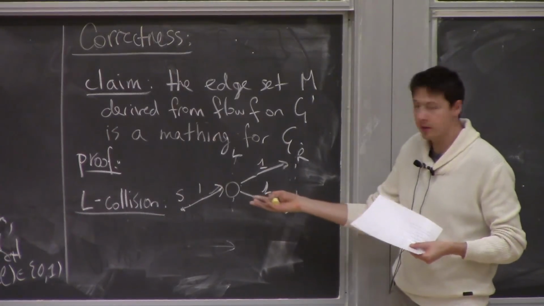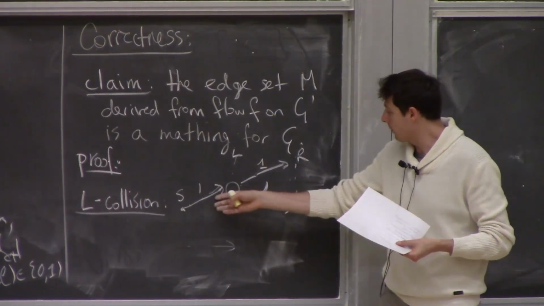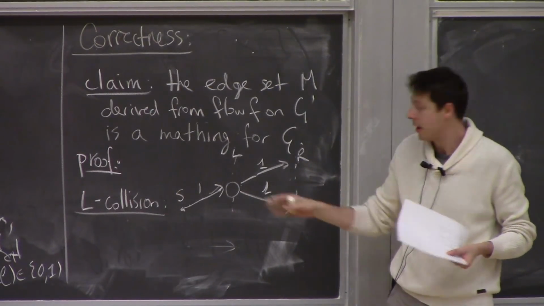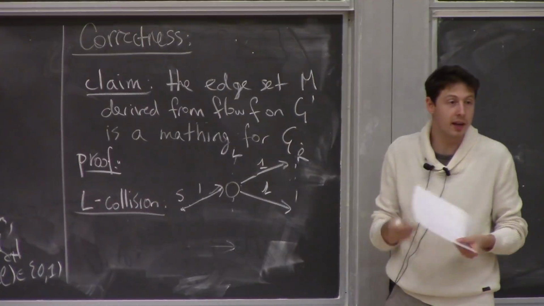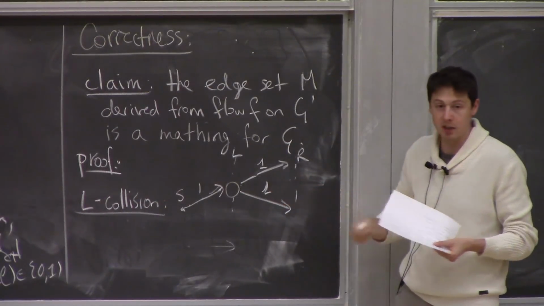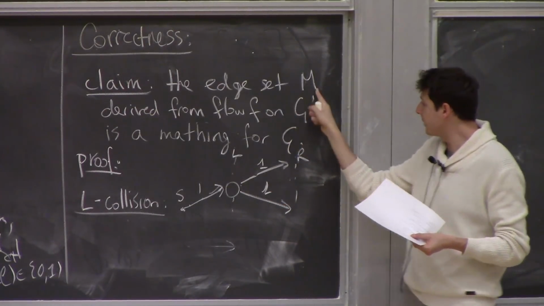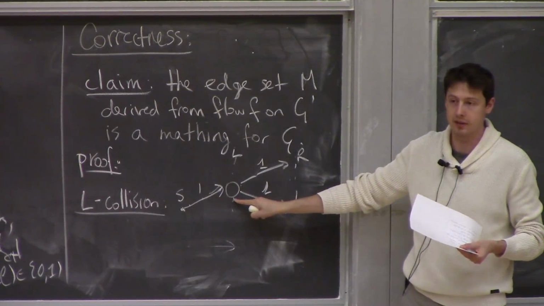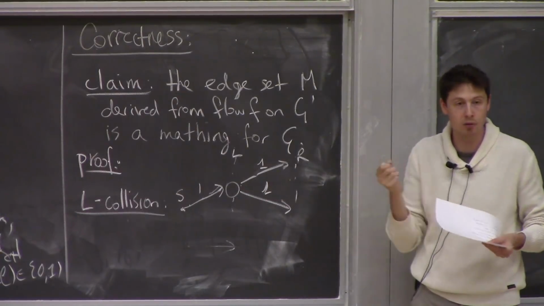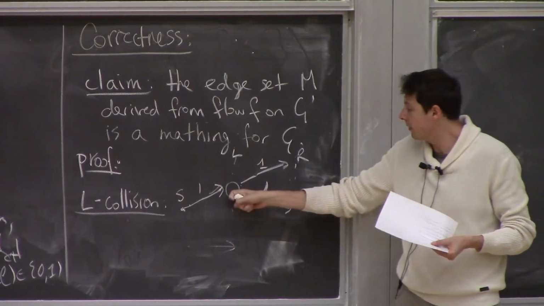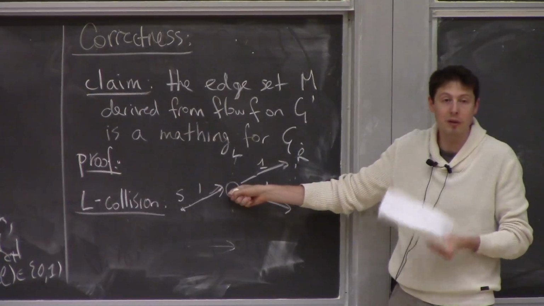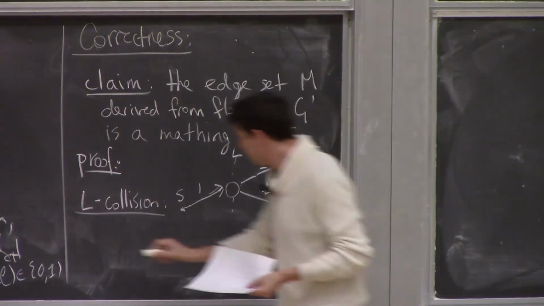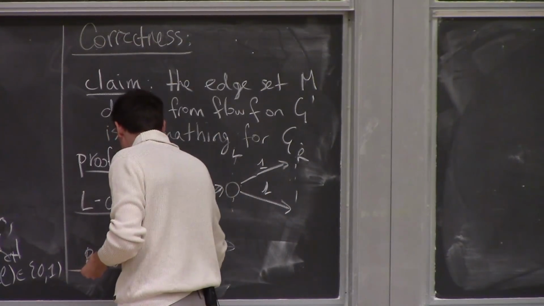No, why? Because in comes 1, out comes 2. This is not a valid flow. It could have happened, right? So an edge collision makes no sense. It can never be the case that I selected as part of my edge set M both these two edges that come from the same left vertex, because that would mean that I'm pulling out 2 units of flow, but really every vertex receives only 1 unit of flow, so that would violate the constraint. So this could not have happened. So let's look at the other case, an R collision.